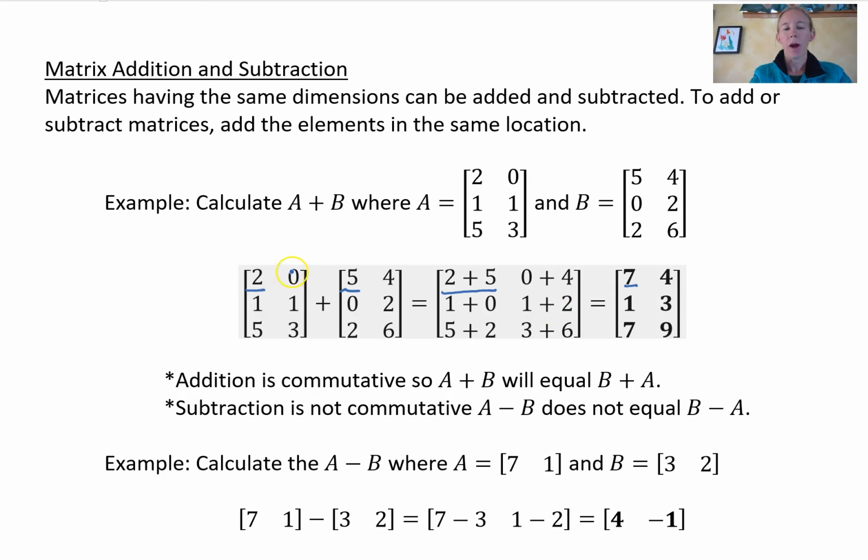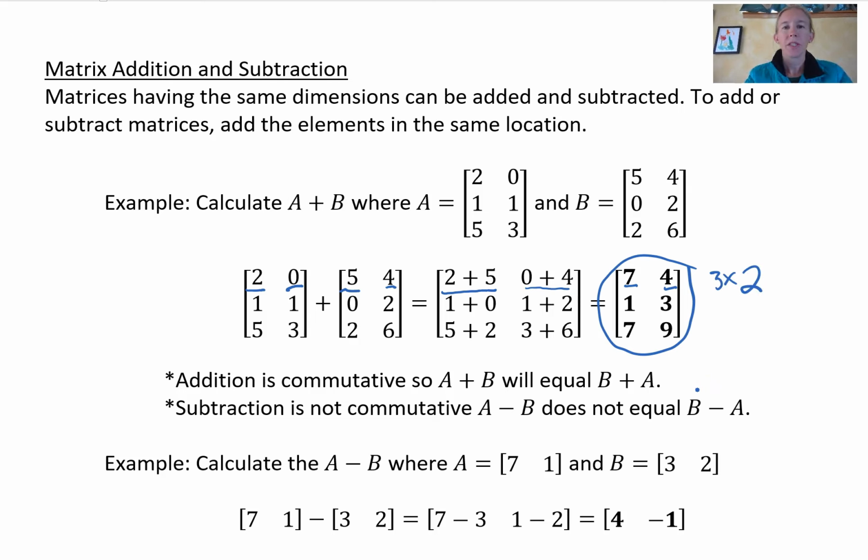I like to work across, so I continue with the same row. I have 0 plus 4 in the second column. 0 plus 4 gives me 4. I continue in that way with the second row and the third row. The resulting matrix is the answer, so our matrix is still a 3 by 2, 3 rows and 2 columns.